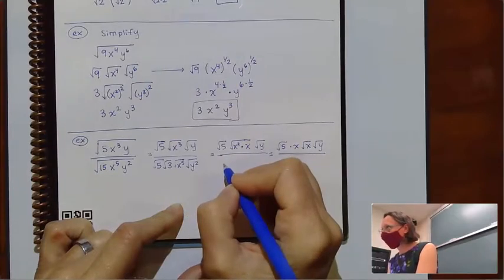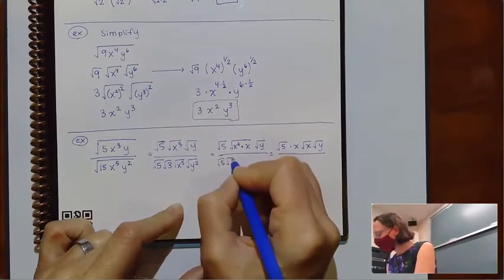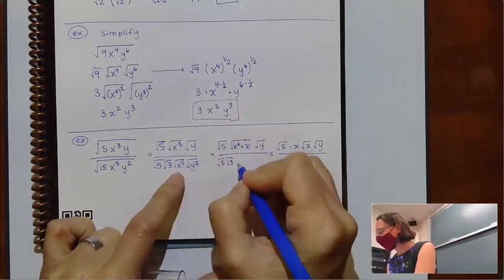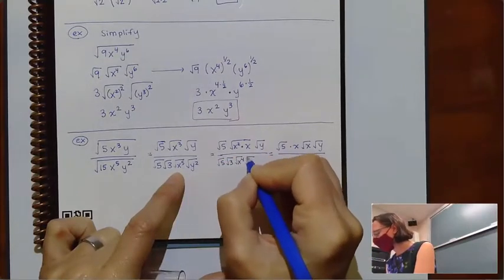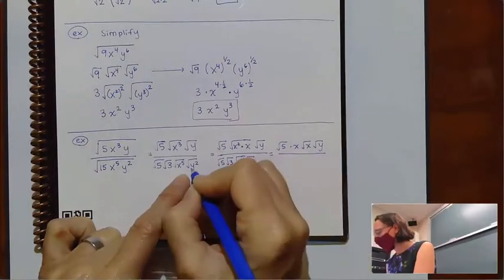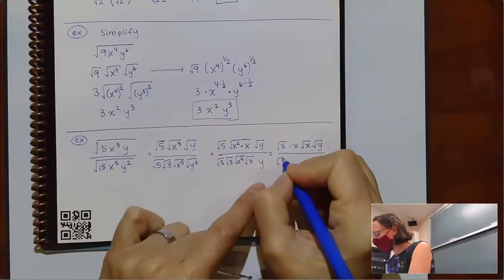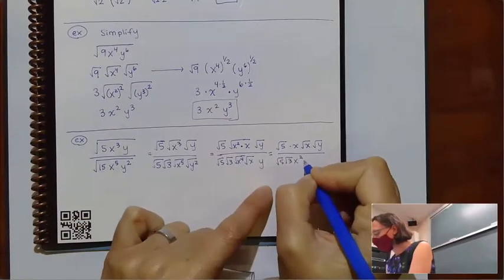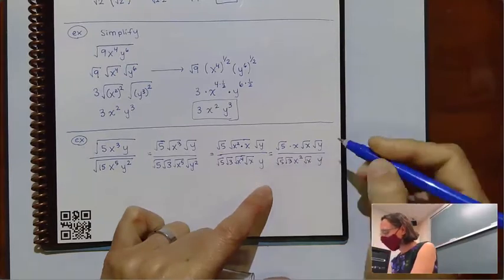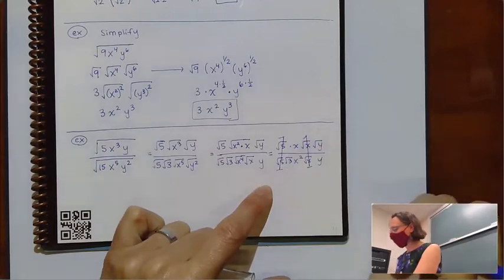Now I've got a lot of stuff to write and I'm out of time. So this could be the square root of 5 times the square root of 3, and that x to the 5th, I could treat that as x to the 4th times x. Square root of y squared, I'm just going to write as y. So I've got a square root of 5, a square root of 3, an x squared, a square root of x, and a y. These would cancel out and these would cancel out.